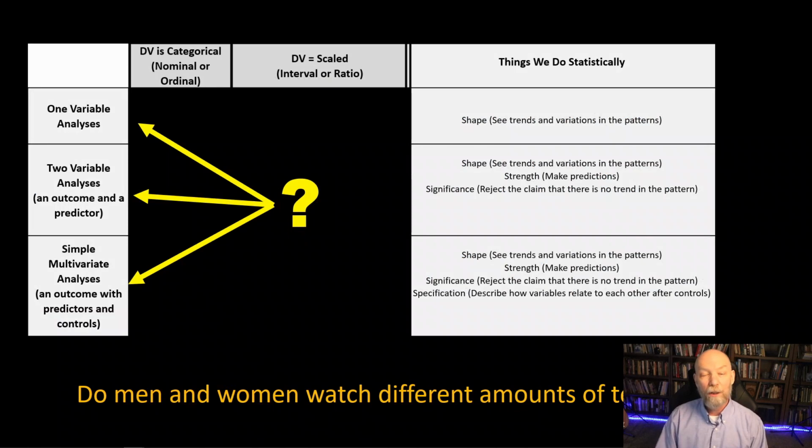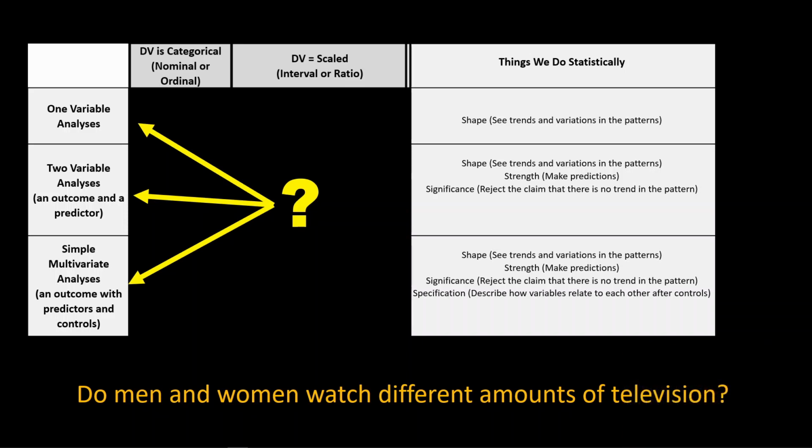And when we go to look at this, we say, do men and women watch different amounts of television? Then we first look to see, are we doing a one variable, two variable, or simple multivariate analysis? Well, I am not saying, tell me the patterns for how many men and women were in the population or the sample, then tell me separately the patterns for how many hours of television they watch. I'm saying, does the pattern in biological sex, being male or female, relate to the number of hours watching television? So I am in fact doing a two-variable analysis.